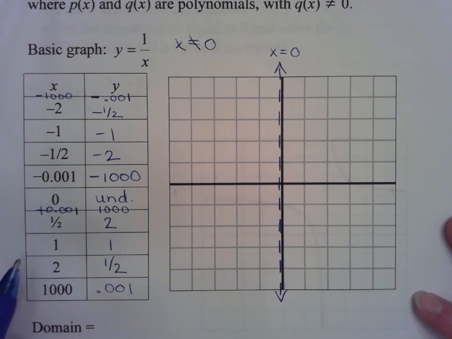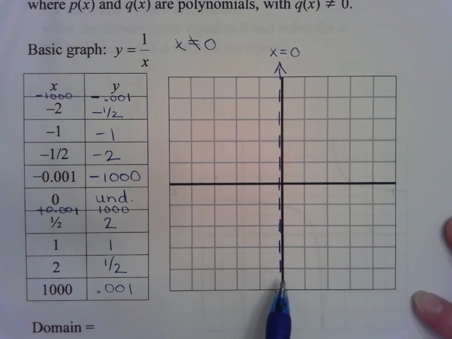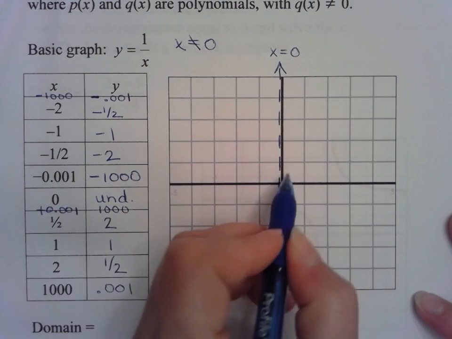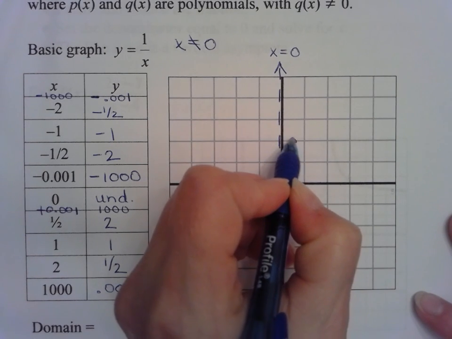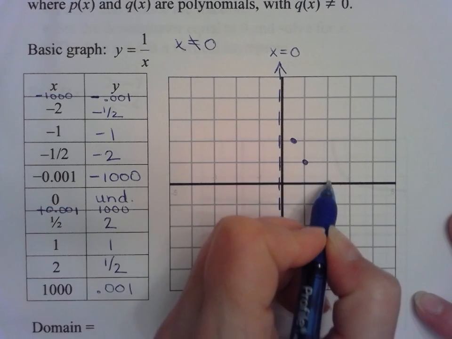Okay, so the graph is actually divided into two parts. We have the positive side and the negative side because it's undefined right here down the middle. So let's plot the points on the positive side first. So we have 1/2, 2, 1, 1, 2, 1/2.